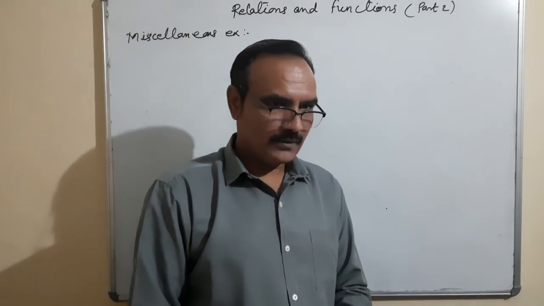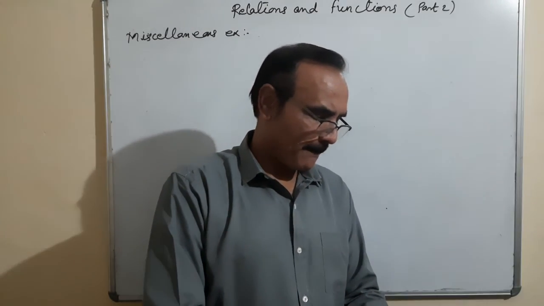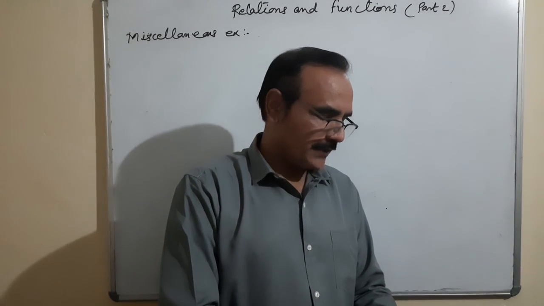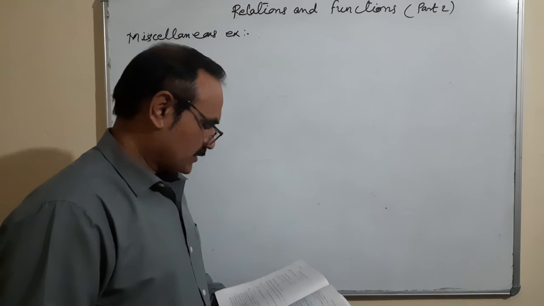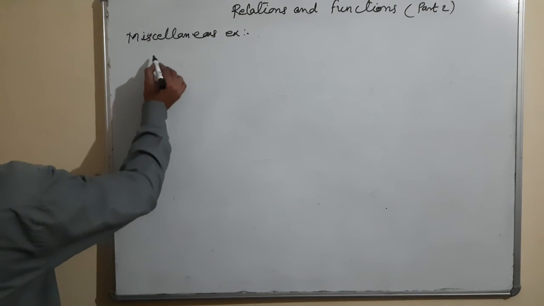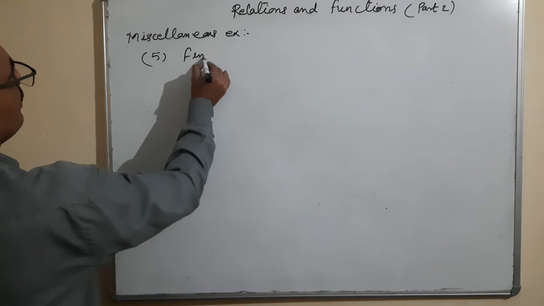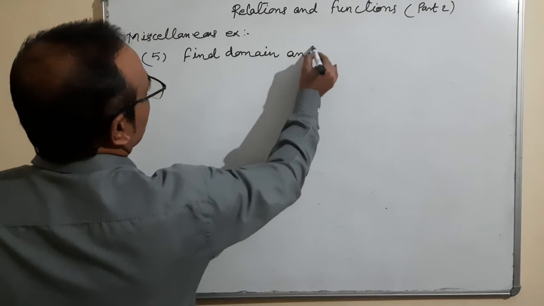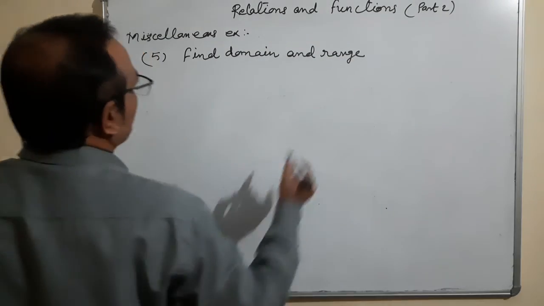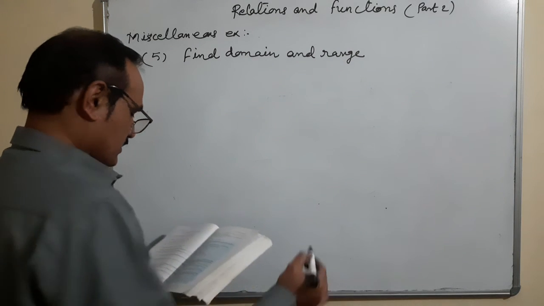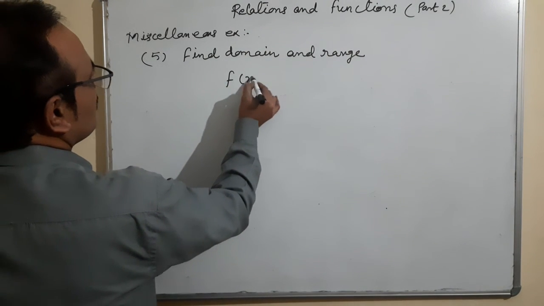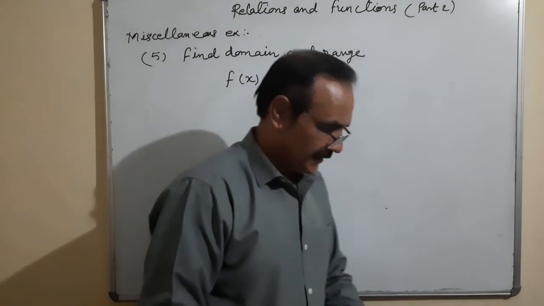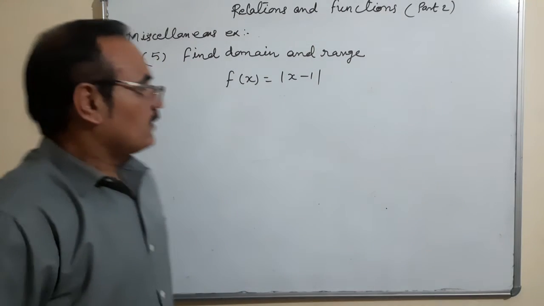Question number 5. Find the domain and range of the real function f, where f of x is equal to mod x minus 1. Find the domain and range of the function f of x is equal to mod x minus 1. What is the domain?